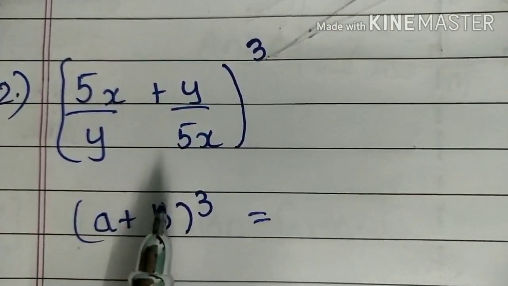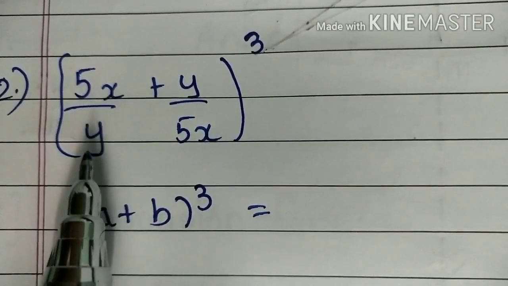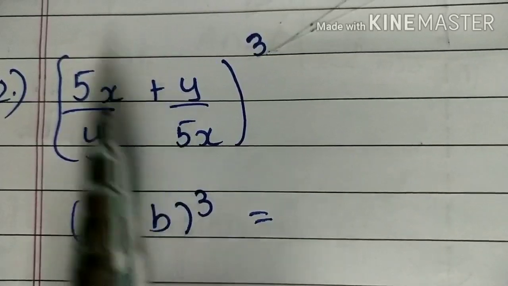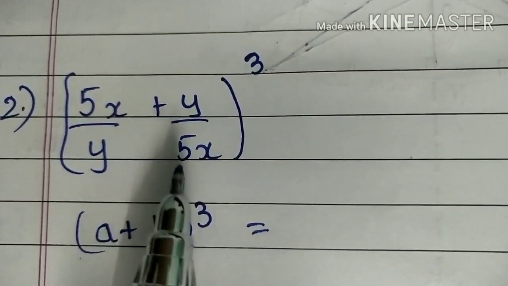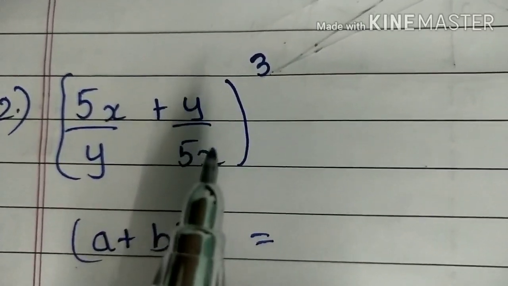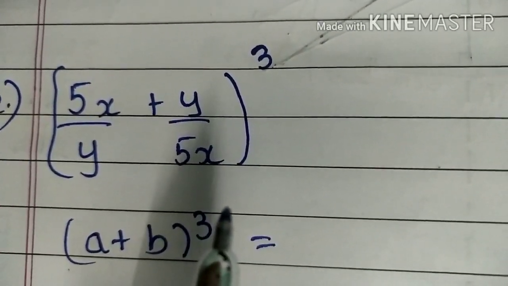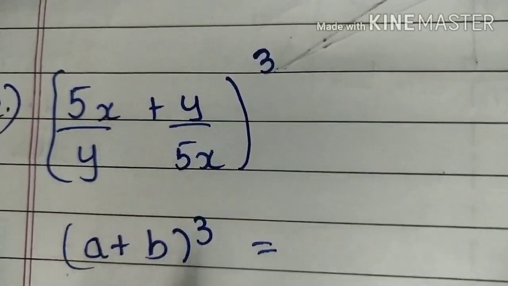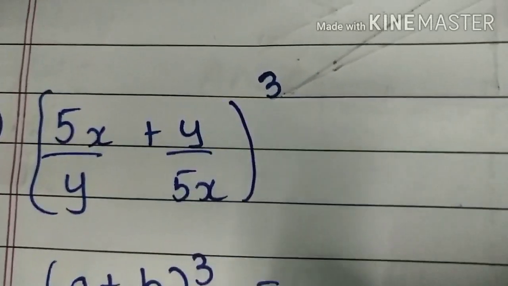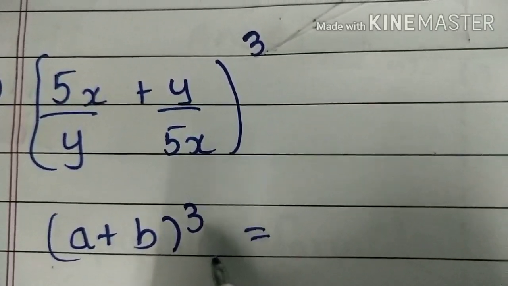This is the second sum, that is (5x upon y plus y upon 5x) whole cube. So I took the first sum and I am taking the 8th sum. Actually this is the 8th sum, but I am showing just two sums. One a simple one, and this is one of the fraction, that's why I am showing this one. Okay. So again the same way, we will first write the expansion formula.